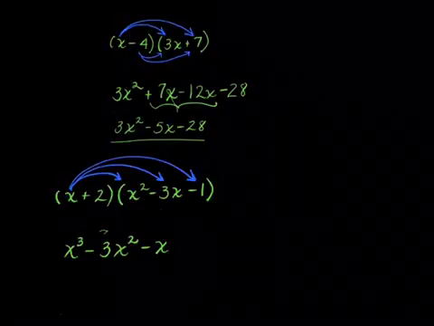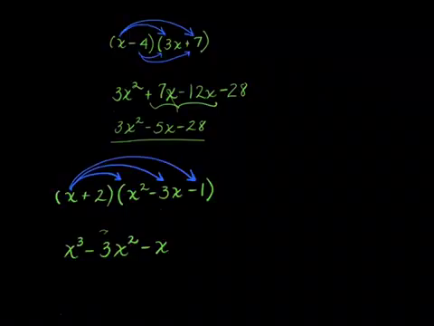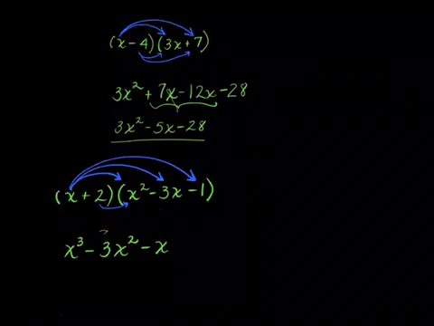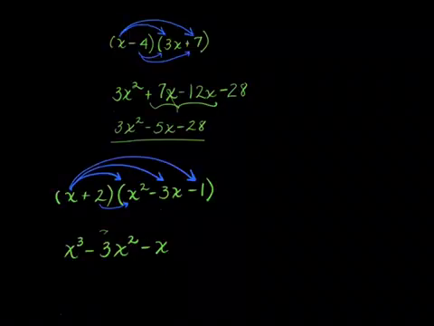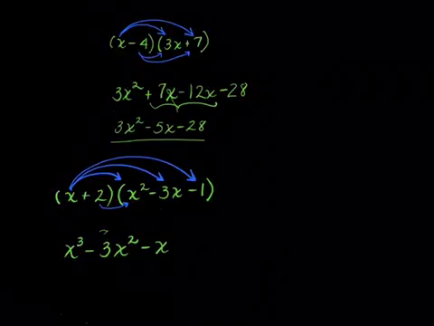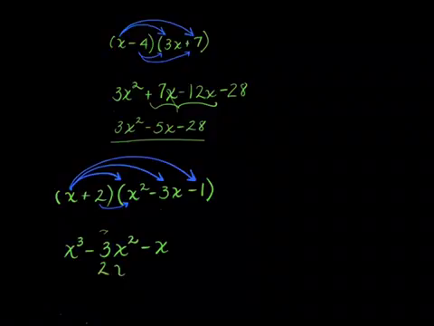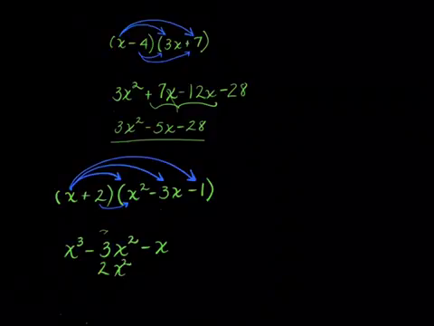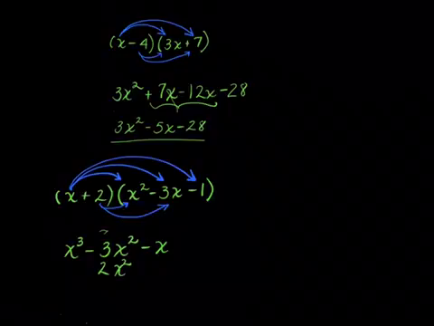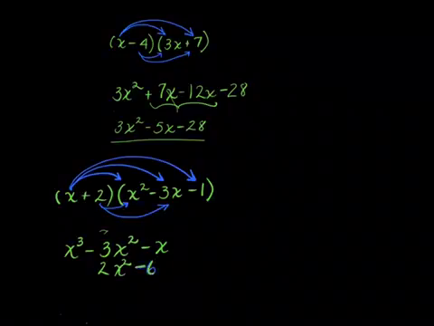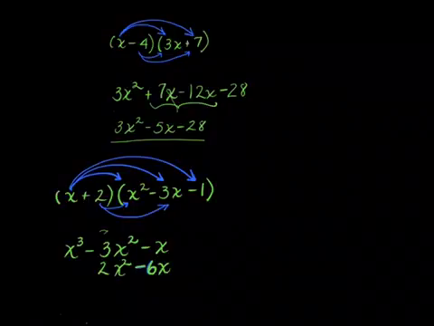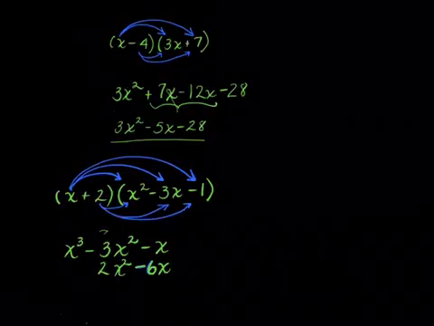And now when I multiply the 2 by each of the terms in our second factor, I'm going to put the product underneath the like term that I already have to make it easier to combine them. So 2 times x squared is 2x squared, and then 2 times negative 3x is negative 6x. Whoops, wrong color. Negative 6x. And finally 2 times negative 1 is negative 2.